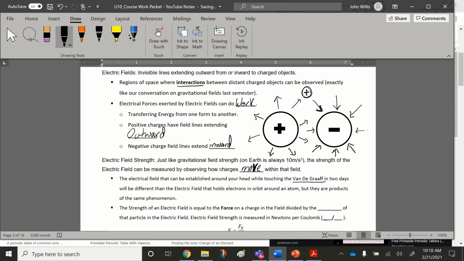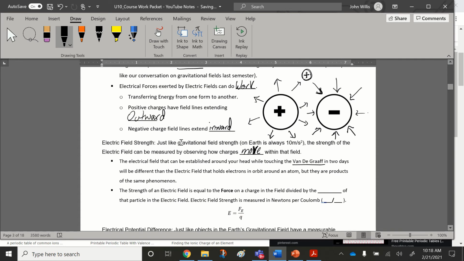Well, we're going to do the Van de Graaff here in a little bit, so it'll be a couple of days, because we're doing half students each day. It'll be in 4 days for us right now, but we will talk about those electrical field lines, and you'll be able to actually see them.